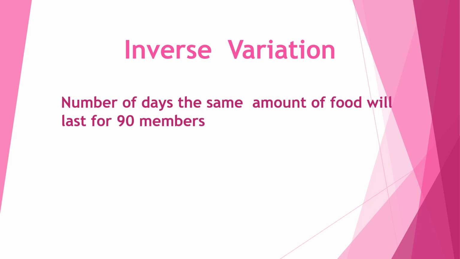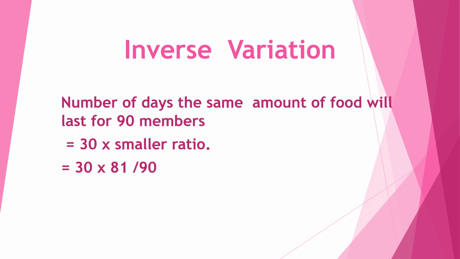Number of days, the same amount of food will last for 90 members will be equal to 30 multiplied by the smaller ratio. 30 multiplied by 81 by 90. And the answer is 27 days. Right.